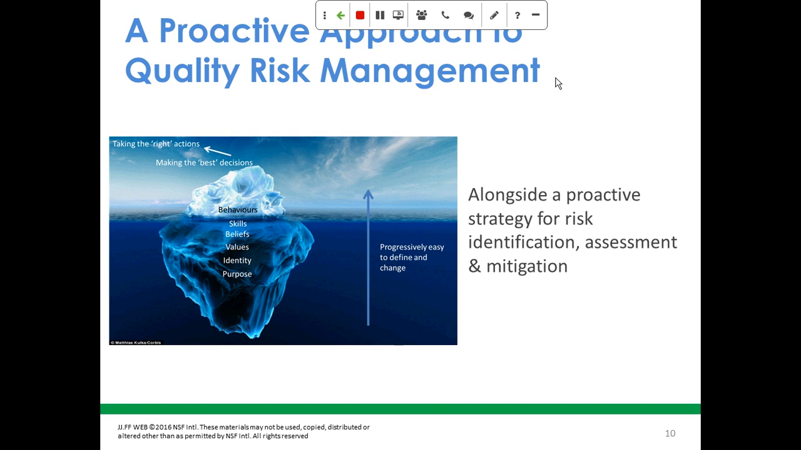We see the difference being staff behaviours. And staff behaviours are also then underpinned by their skills, their ability, their competency, their beliefs, what they value, and how they identify themselves within the production process and the supply chain process. But actually, all of these things will not be successful unless you have alongside a proactive strategy for risk management.